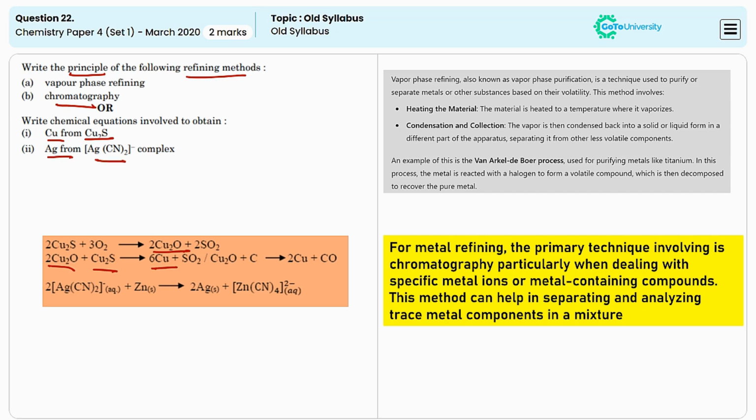The second one is the extraction of silver from the silver cyanide complex. When the silver cyanide complex reacts with zinc, zinc will replace silver from the complex ion because zinc is more reactive than silver. So these are the equations. For the first equation you will get 1 mark, and for the second one you will get the next 1 mark. So the total mark will be 2.